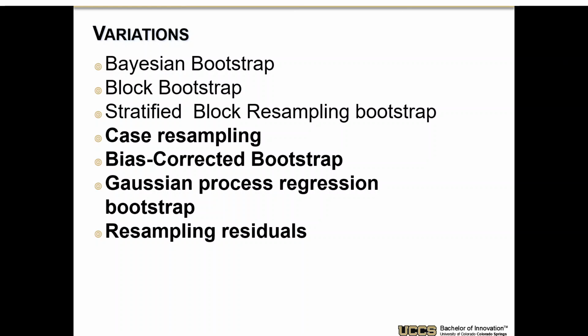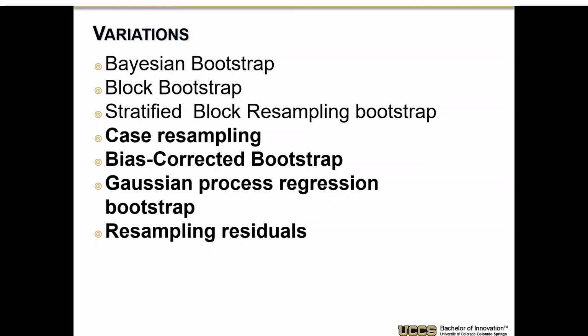Bias-corrected bootstrap is if I've estimated my bias, so I've got way too many Republicans or Democrats in the sample I gave before, I can use that sort of bias correction. Stratified block resampling may or may not be doing bias correction. It can be doing other things as well.